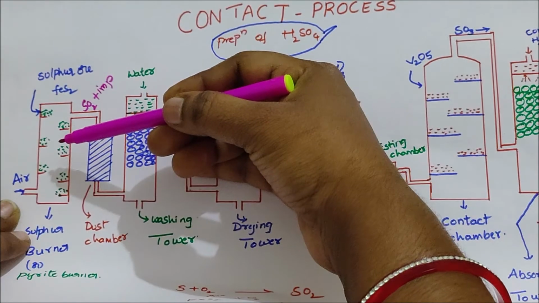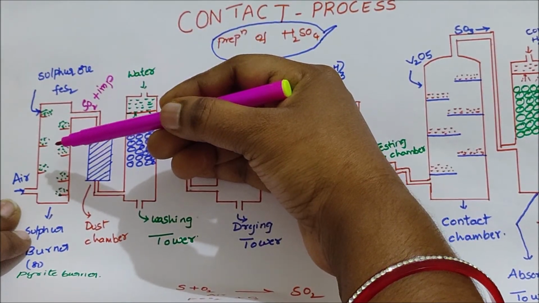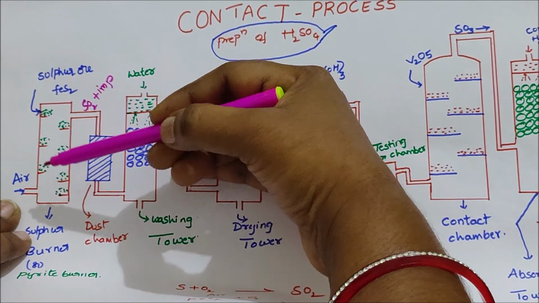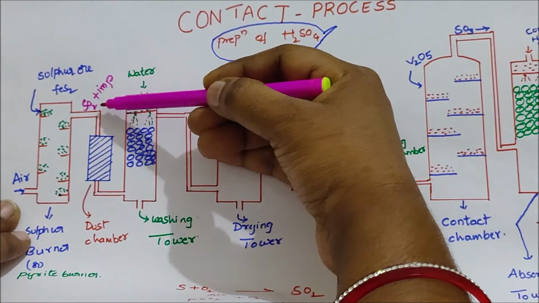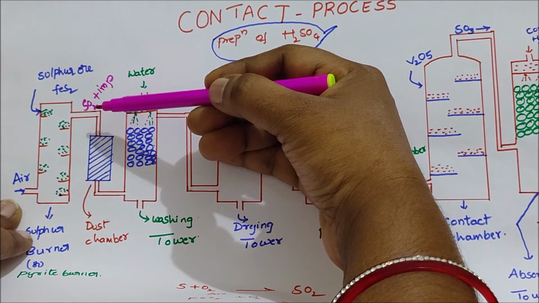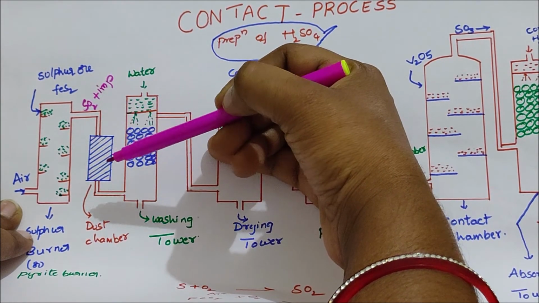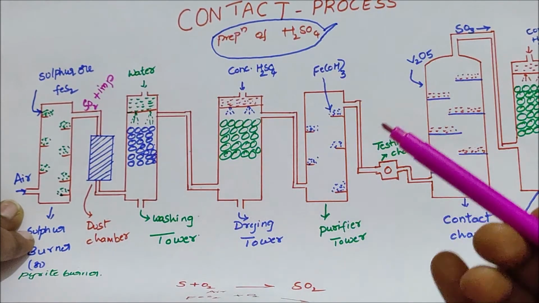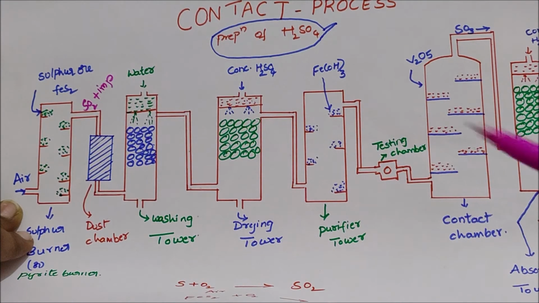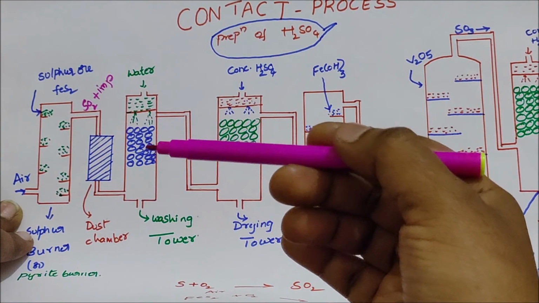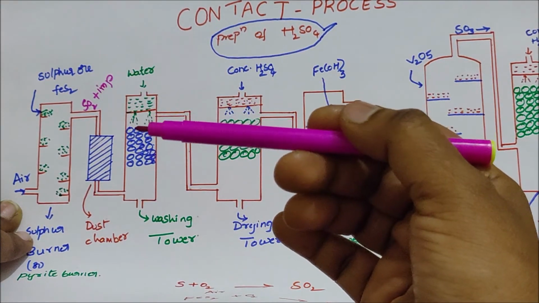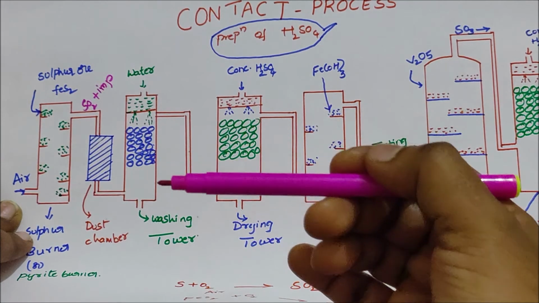In the first chamber, what happened? The preparation of sulfur dioxide is done by sulfur treated with air, and an impure form of sulfur dioxide is obtained. This impure sulfur dioxide is passed through the dust chamber to remove impurities, and then through the water chamber, that means the washing tower or cooling tower. In this, sulfur dioxide and impurities are washed with water and then cooled.